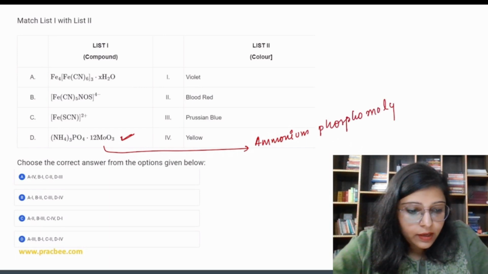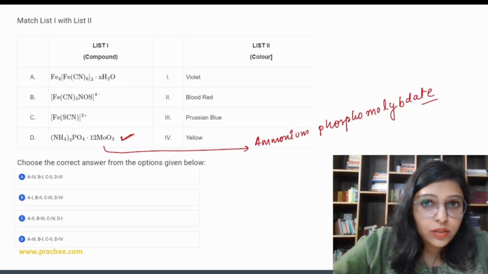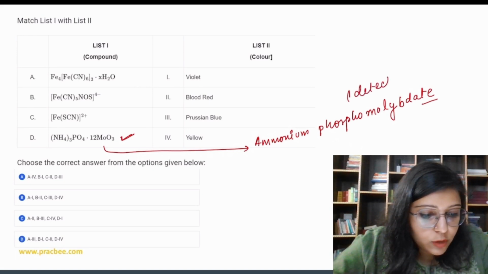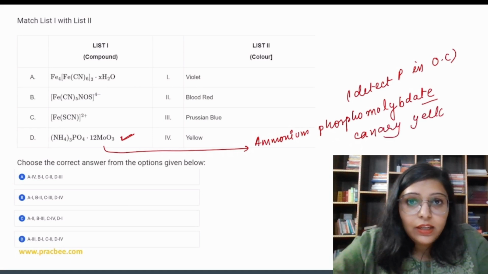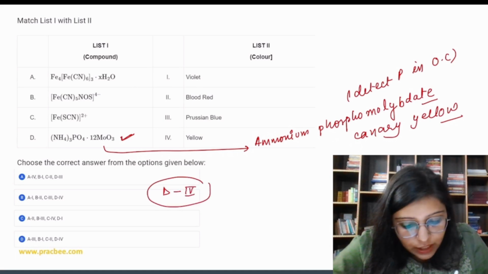Ammonium phosphomolybdate is formed when we detect phosphorus in the organic compound. So this is the result, used to detect phosphorus in organic compound. And the color of this is canary yellow. So it means D can be matched with option number 4. Now we have two options left, option B and option D.